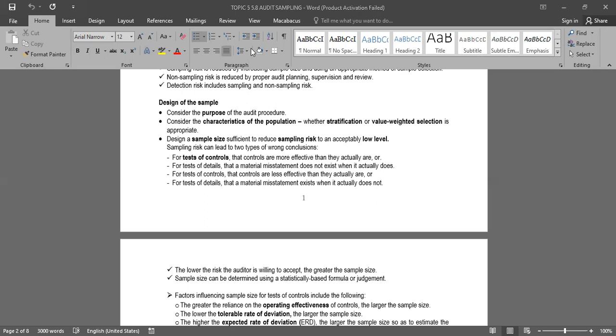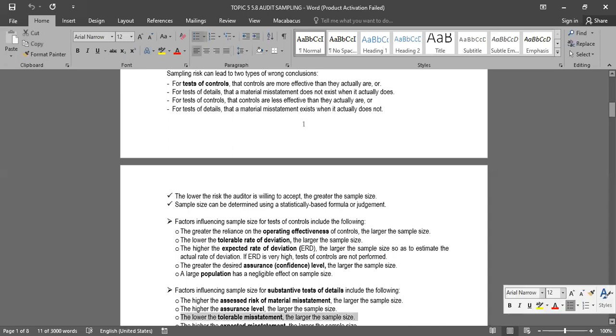Topic 5. Yes, this is topic 5. As you will see, for test of controls, you may say that controls are more effective than they actually are. Or you will say that controls are less effective than they actually are. This part here, number 3: less effective than they actually are. So it is something like a test of controls where you say a positive, when it's actually negative. All right, so we continue. I hope we are covered.